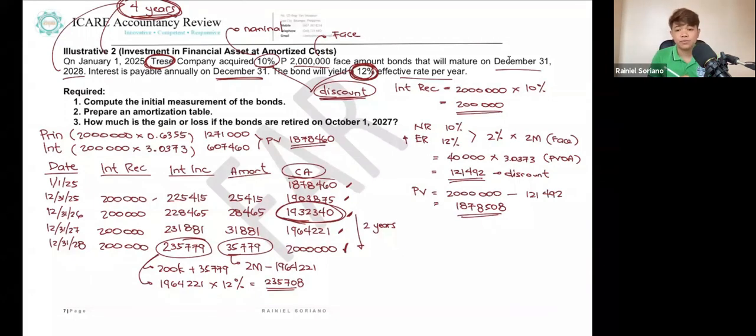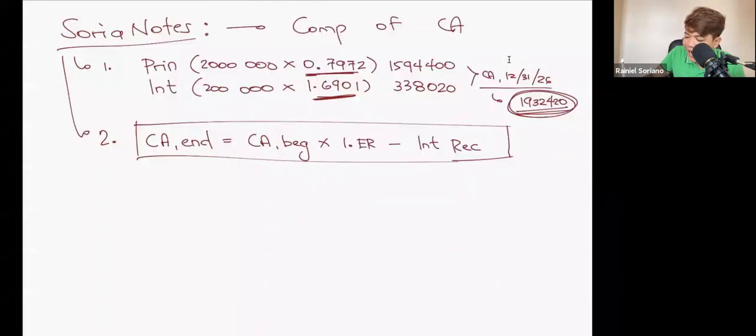1,964,221. Okay? And last, times 1.12 minus 200,000, syempre, lalabas dapat yung 2 million. Kaso, may difference na magkano? May difference na 72 pesos due to rounding off na of present value factors. Right? Ibig sabihin, if alam mo itong Sorianotes na to, I think no need to prepare the amortization table.